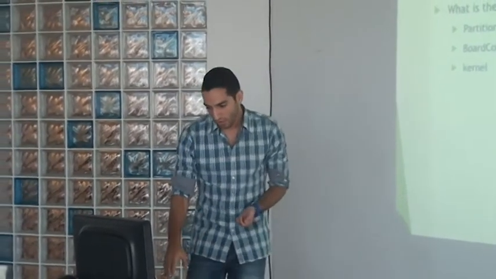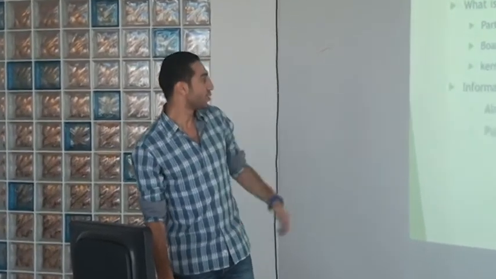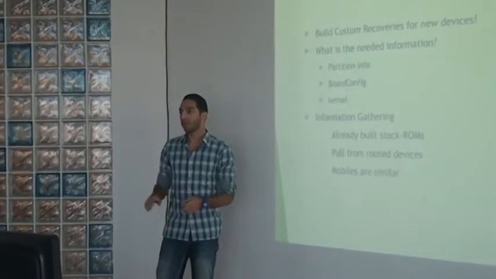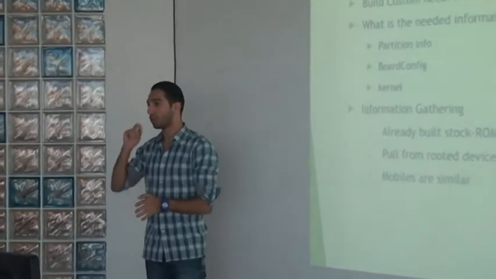Okay? So for information gathering, these are the three main things: already built stock ROMs. Even if you have an already built stock ROM, for example for Nexus 5, Nexus 4 and Nexus 6, usually Google places the image on their website, right? The .img or whatever. If you take this stock ROM, you can extract all the information from it: the boot configuration, the partition info, everything, because that ROM needs this information to flash itself, right? The same with your recovery. You need this information to flash it.